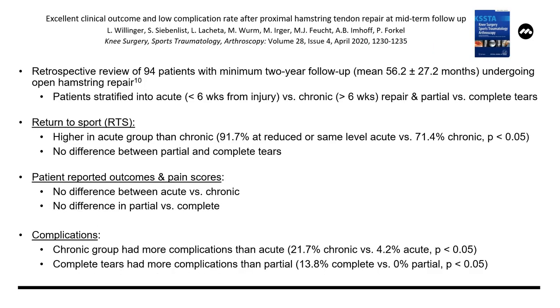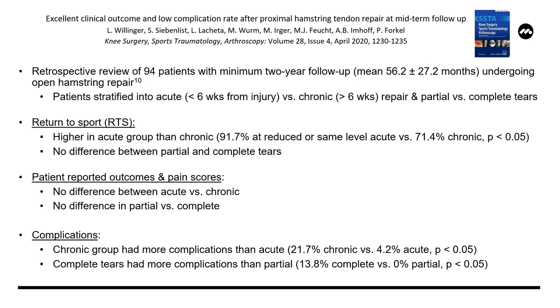Chronic tears and complete tears may have worse outcomes than acute and partial tears, but midterm follow-up results are still favorable. A retrospective study of 94 patients with mean 56.2-month follow-up divided patients into acute versus chronic and partial versus complete groups. The acutely repaired group had a higher percentage return to sport than the chronic group, but there was no noted difference between partial and complete tear patients. Patient-reported outcome measures and pain scores did not differ between any groups.